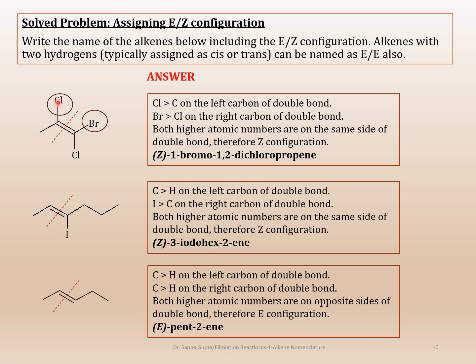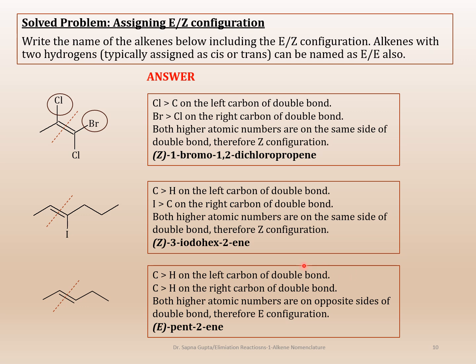So in this case, on the left side, chlorine has a higher atomic number than carbon, and on the right hand side, bromine has a higher atomic number than chlorine. So both are on the same side, and that would be a Z then. Anyhow, so do all of these, and then let me know if you have any issues with any of this.